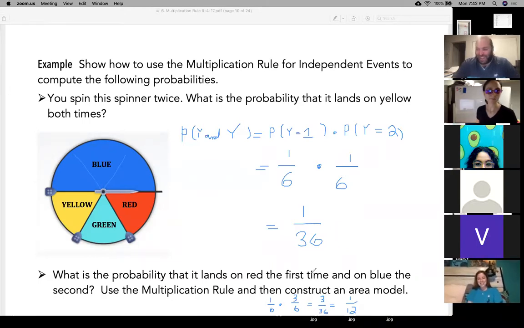Does everyone understand why this is correct for this case? Again, it's 2 spins and they're independent. So red the first time is 1 out of 6 and blue the second. Well, blue is actually 3 times as likely. So if I split it up this way, you can see it's 3 out of 6, 3 out of 36 becomes 1 out of 12. Okay.